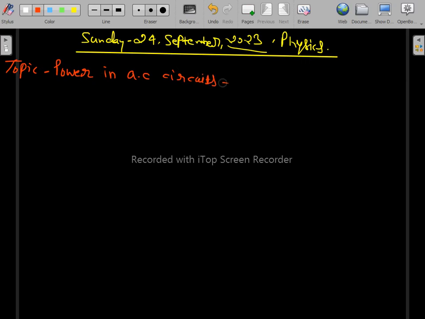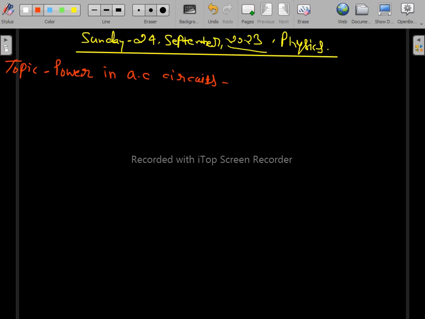Power in AC circuit. Okay, so today we will discuss the power in AC circuit in different cases, when it contains a pure resistor, inductor, capacitor, LR, CR, etc. Right? So power in AC circuit we'll discuss.